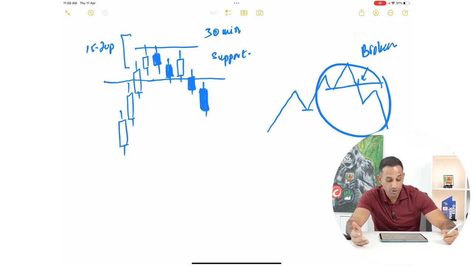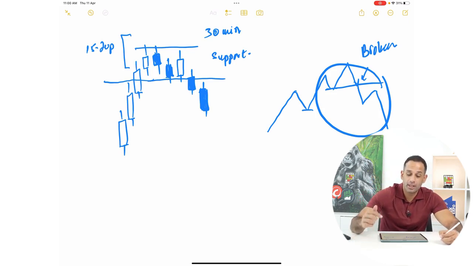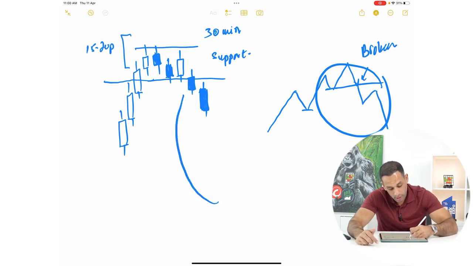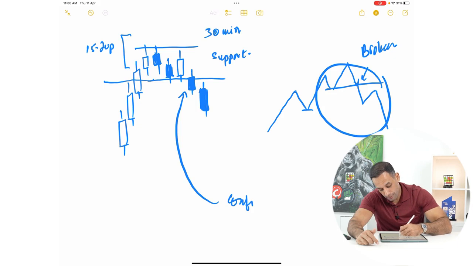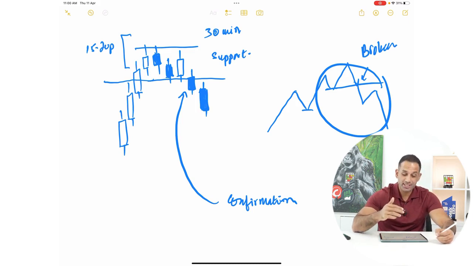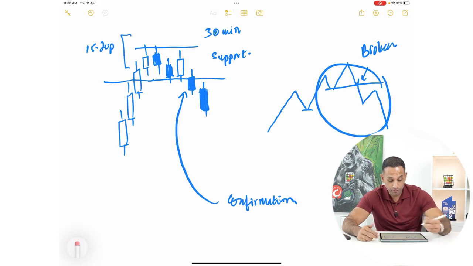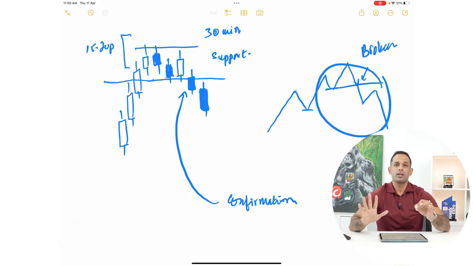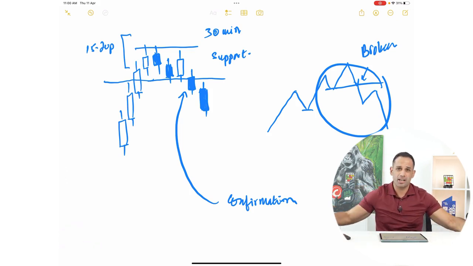Okay, so what's going to be your confirmation candle in this scenario? In this scenario, this is your confirmation candle right here. Confirmation, because this candle is closing below, breaking and closing below support, and now the next candle is continuing to push down. Now this confirmation candle can form in an infinite amount of ways.